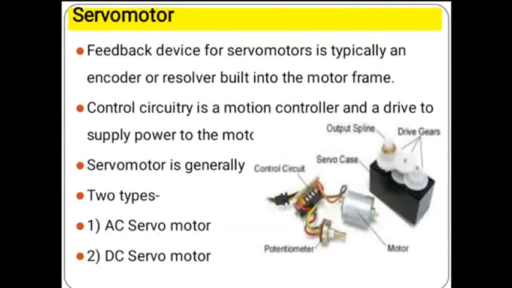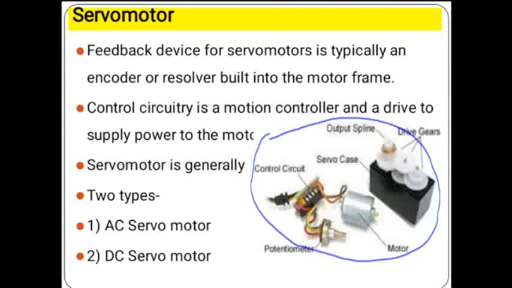The feedback device of a servo motor is typically an encoder or a resolver built into the motor frame. The control circuitry is a motion controller and a drive to supply the power to the motor. And in this diagram you can observe the overall functioning of the parts of a servo mechanism.